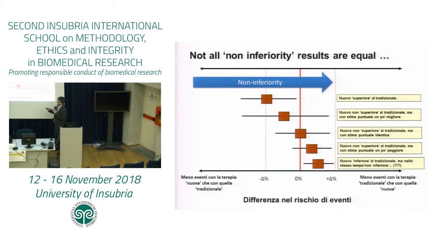What happens with delta? If I set delta near the null line, does my sample size increase or decrease? Or vice versa: if my delta is very far from the null, does the sample size decrease or increase?